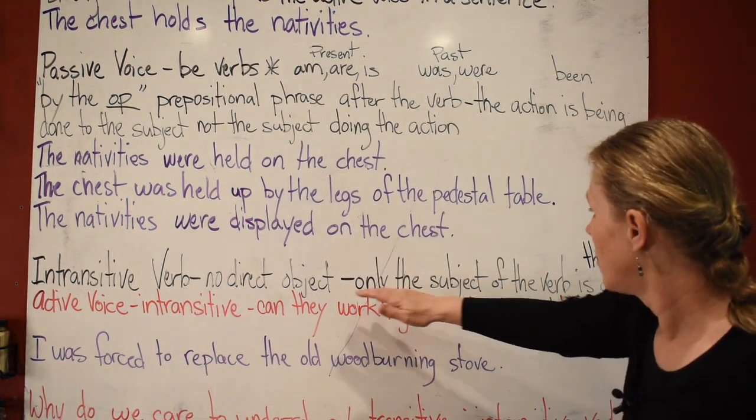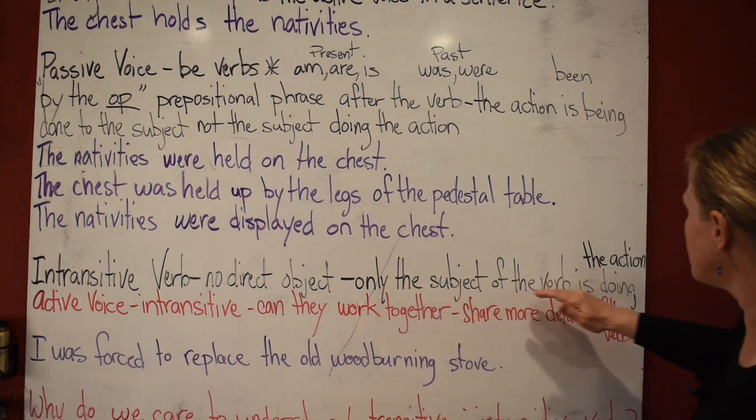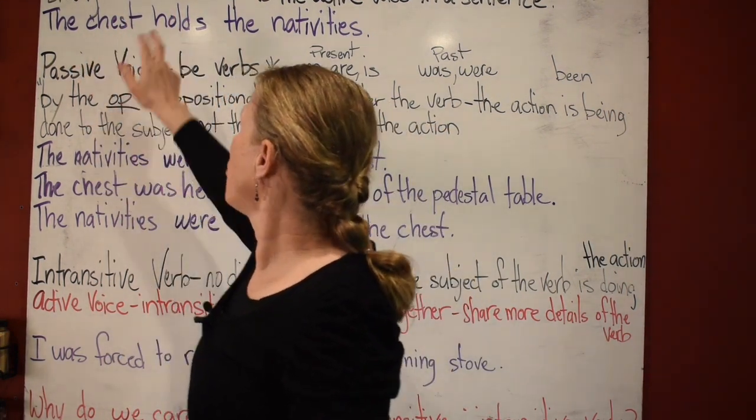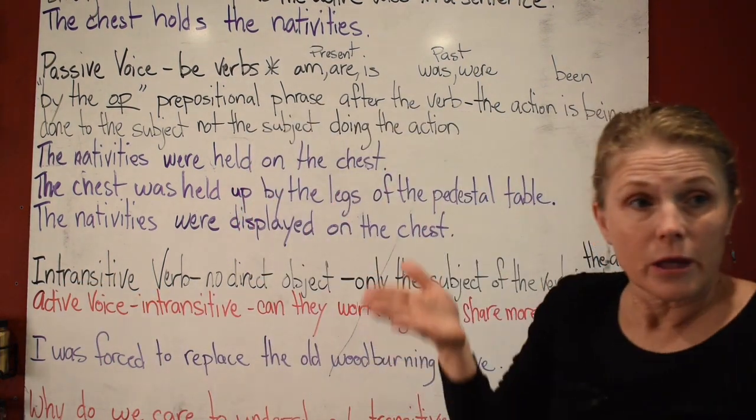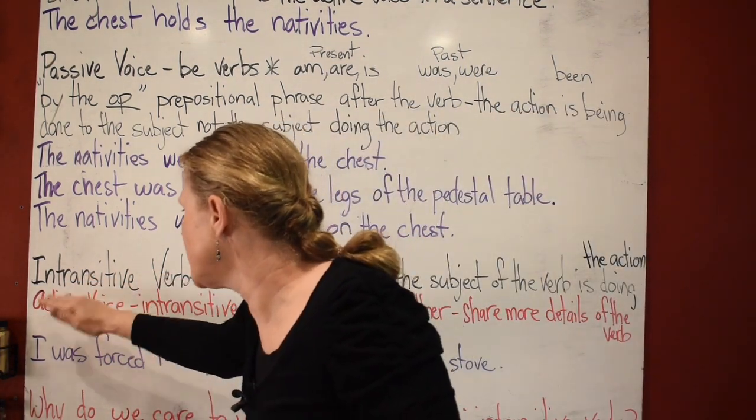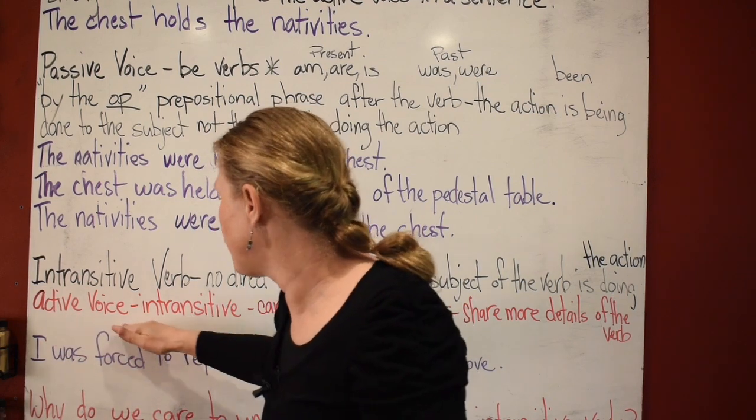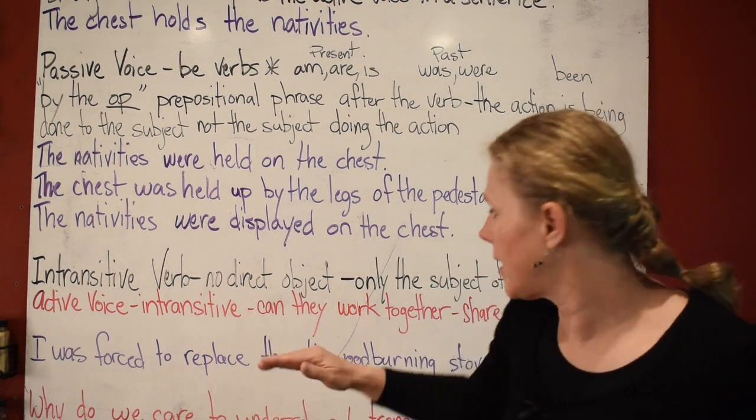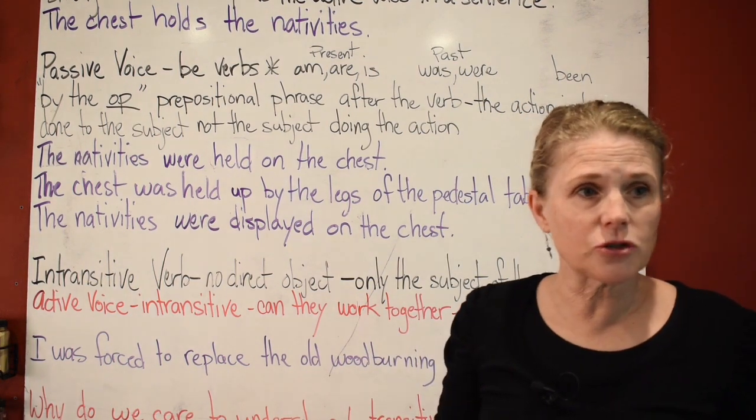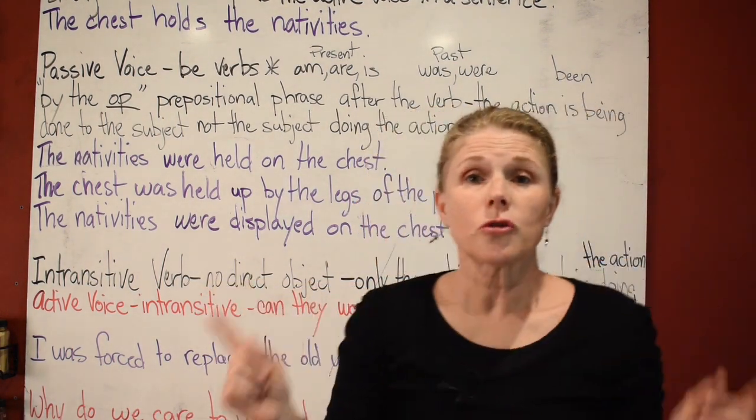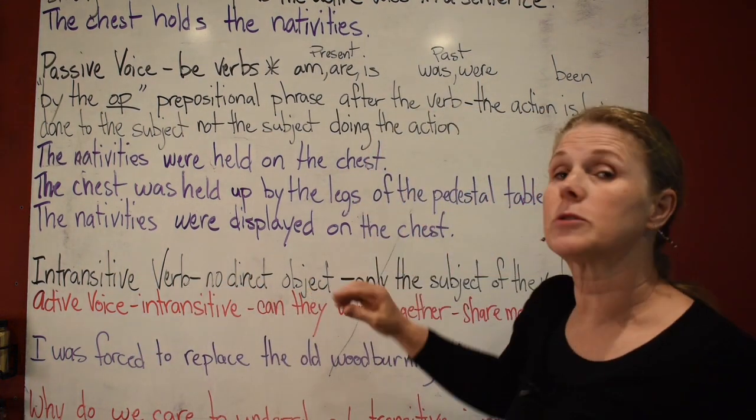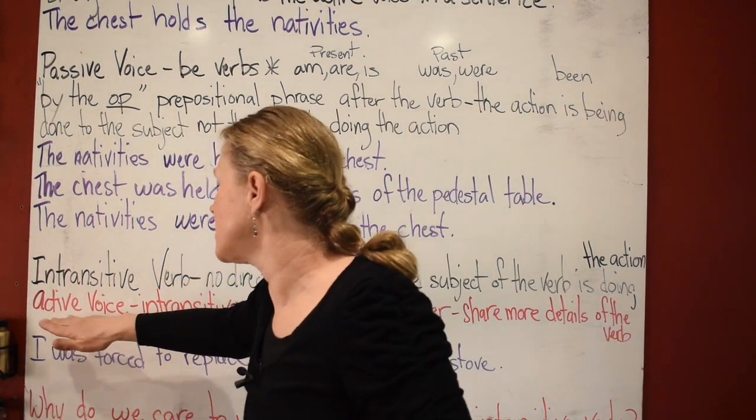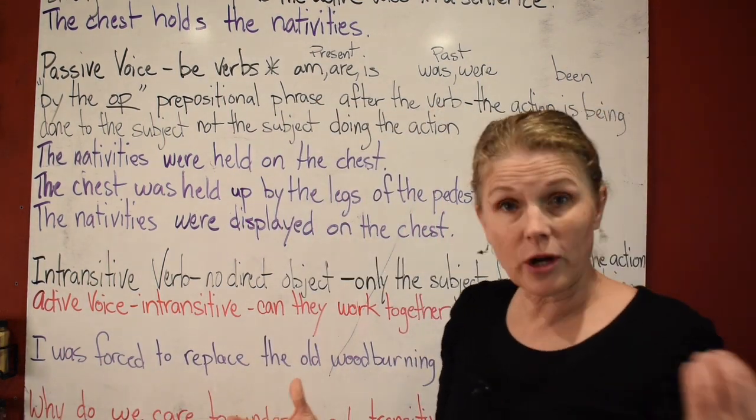Because look, with intransitive verbs, only the subject of the verb is doing the action. That's what happens in active voice. The chest holds. Okay? So, if you can remember that intransitive verbs fit into active voice, that's going to help you. Intransitive verbs never take a direct object, ever. Do intransitive verbs ever take a direct object? No, they do not. Transitive verbs take direct objects. Intransitive verbs do not take direct objects. Intransitive verbs will only fit in active voice. So maybe you should study some of your transitive and intransitive verbs.